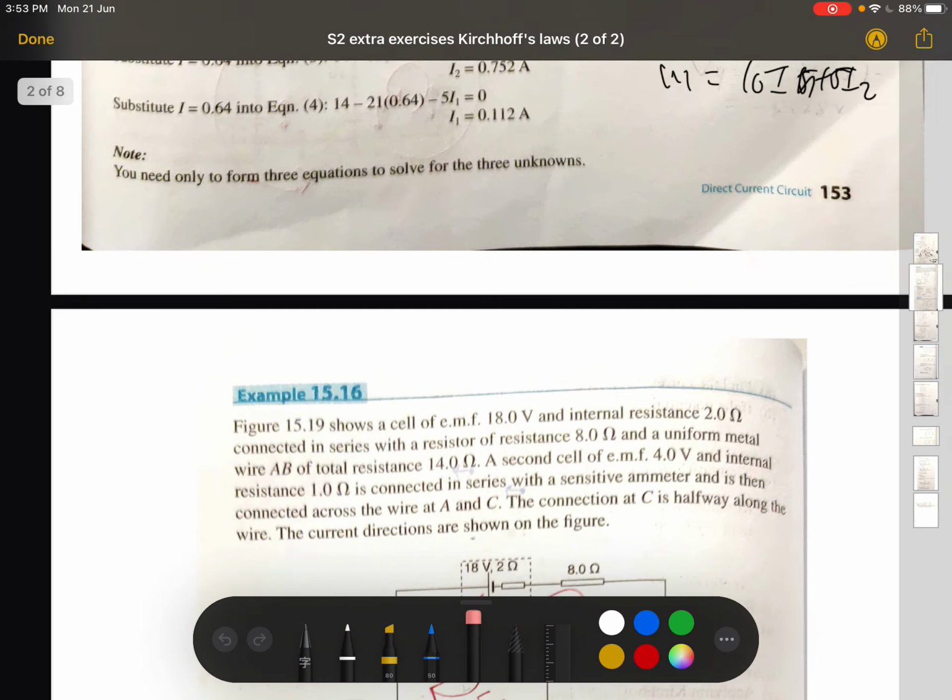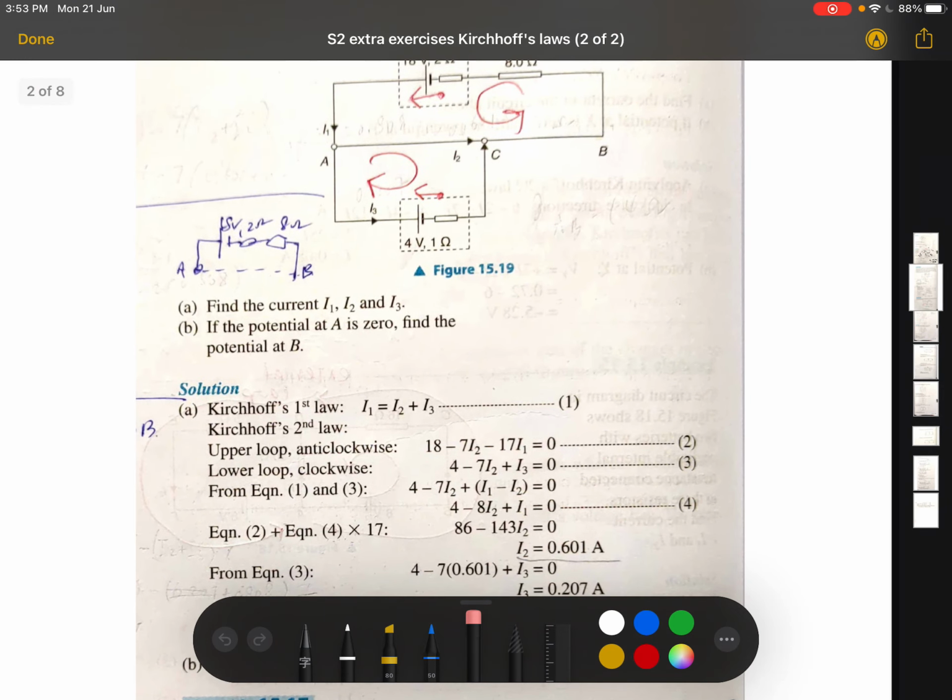Okay, now I think the one more thing that I need to talk about is the one that I'm very confused in. If potential at A is 0, then find the potential at B. So how do I do this? So VAB is equal to VB minus VA. This is the formula. The difference between 2 points is what we normally say. The difference between here and here.